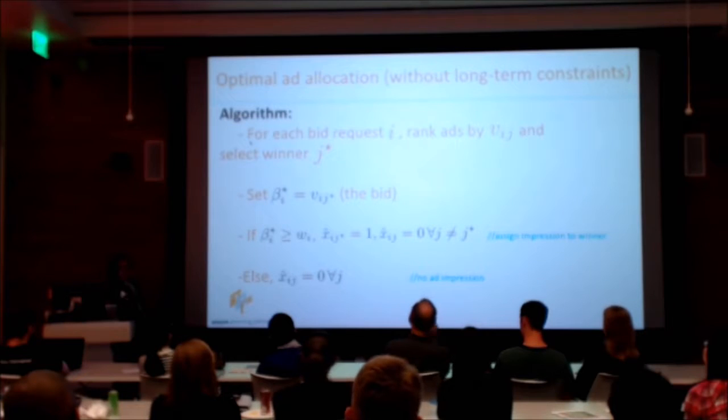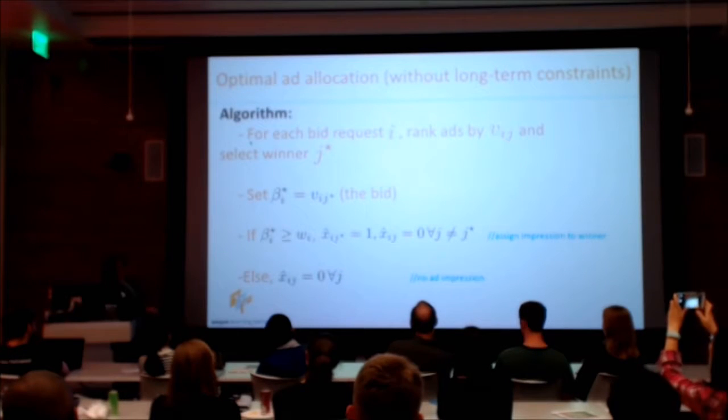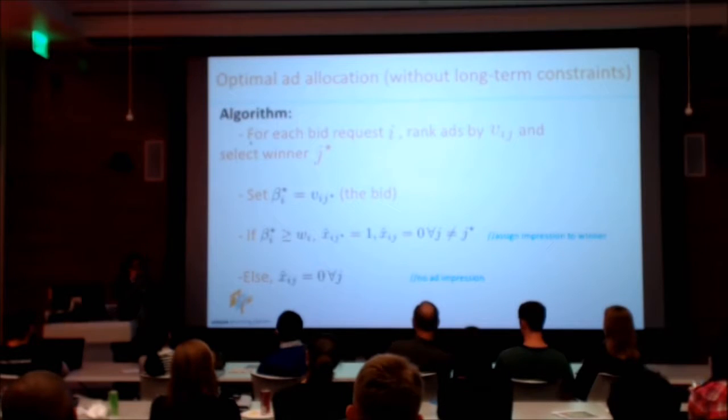There's an algorithm that solves the problem I just demonstrated exactly and fairly cheaply. For each bid request, we can do this in a completely online fashion. For each bid request, take all your candidate ads, rank them by their valuations, this expected value, and select the ad with the highest value. Set your bid to be equal to this value. If that bid happens to be larger than or equal to the winning price, then congratulations, you get to show the ad. Hence, I set x_ij star to 1, and otherwise 0. Otherwise, too bad, we lost, and nothing happens.